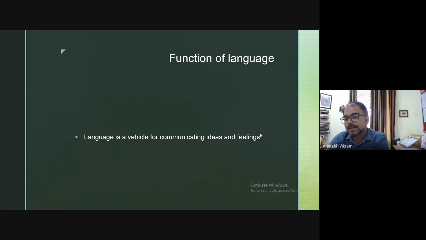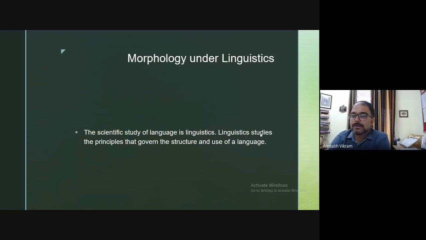So when we say language is a vehicle for communicating ideas and feelings, then in this vehicle we have a fuel. And what is that fuel? What is that oil that we have? The oil of words that we have. So words function like a fuel. And once we have this fuel, this oil, then our vehicle runs.